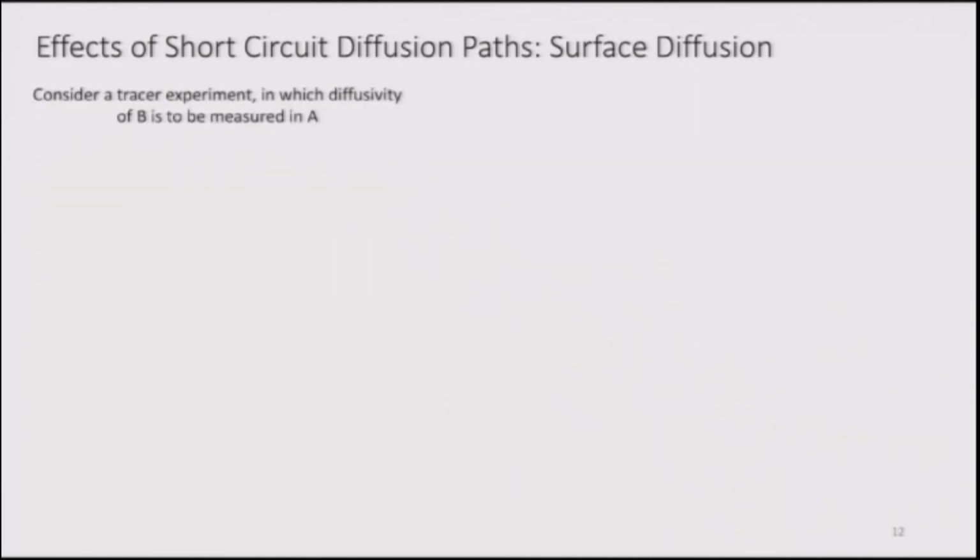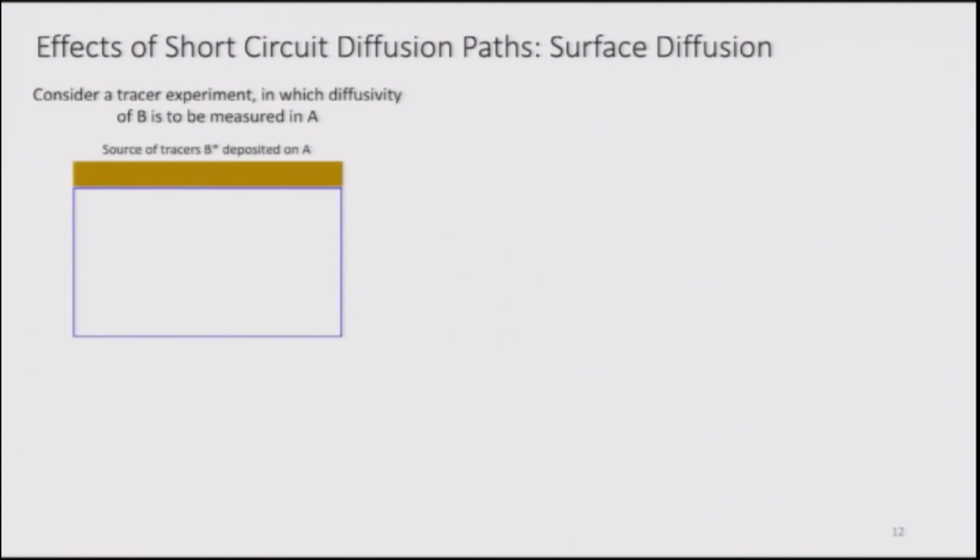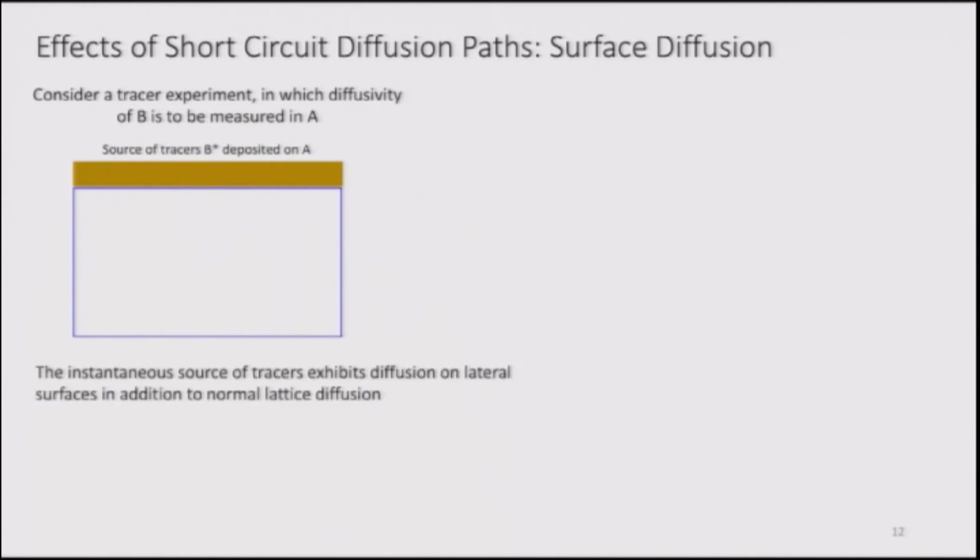Now, let us consider a couple of examples how the short circuit diffusion path can affect some practical examples. So, first consider a tracer experiment in which we determine the diffusivity of B in A. If you remember, we have studied this, how to measure the tracer diffusivity using radioactive isotopes. So, a similar geometry I have shown here. There is a tracer of B deposited on A.